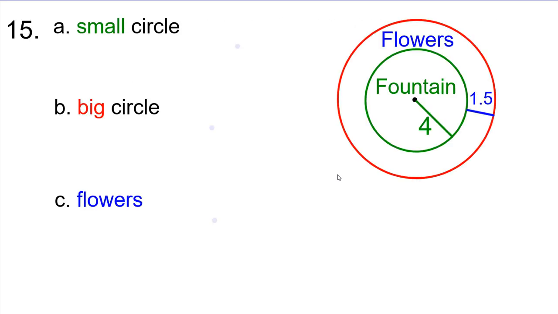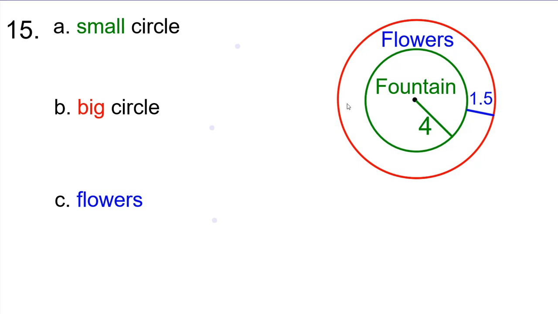All right, number 15. So we're on the back side now. I like this problem. And you're going to have a problem like this one on the test as well, so make sure you know how to do it. So we want to find the area of the flower bed. So we have a circular fountain. I'll go ahead and read it.